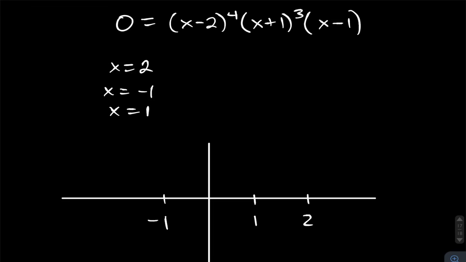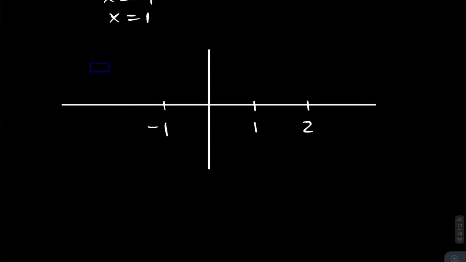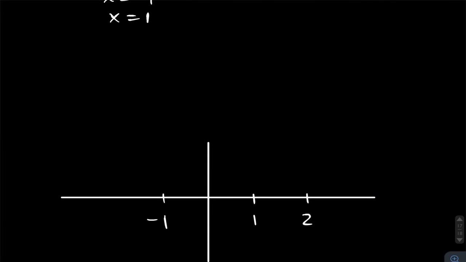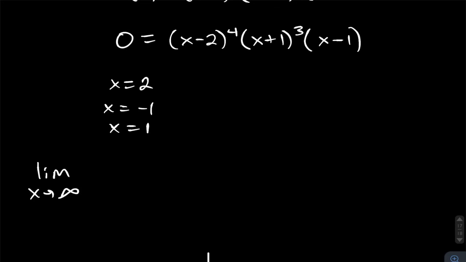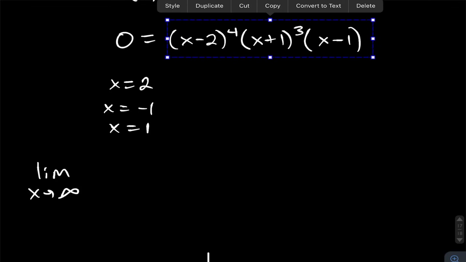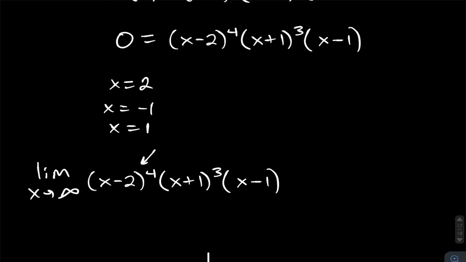All right. And so now, what I'm going to do is I'm going to use these, and use some limits. We're just going to look at what happens to this thing, the end behavior as x approaches negative infinity and x approaches infinity. Okay, as x approaches infinity, everything here is positive, right? We're getting really big x's, and so everything is just going to be positive and it's going to blow up. So hopefully you can see how this would be infinity.